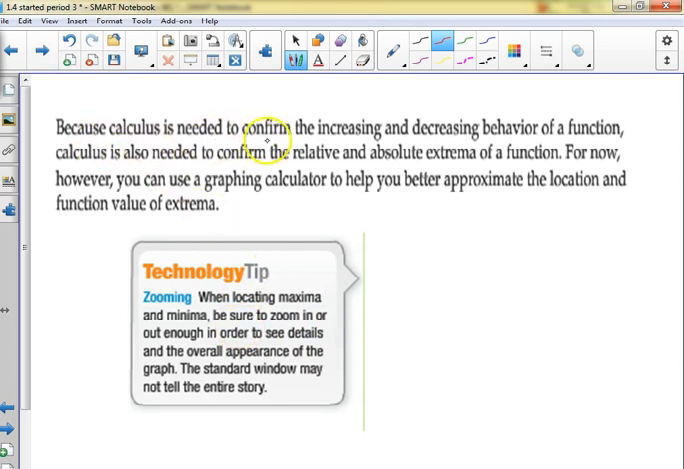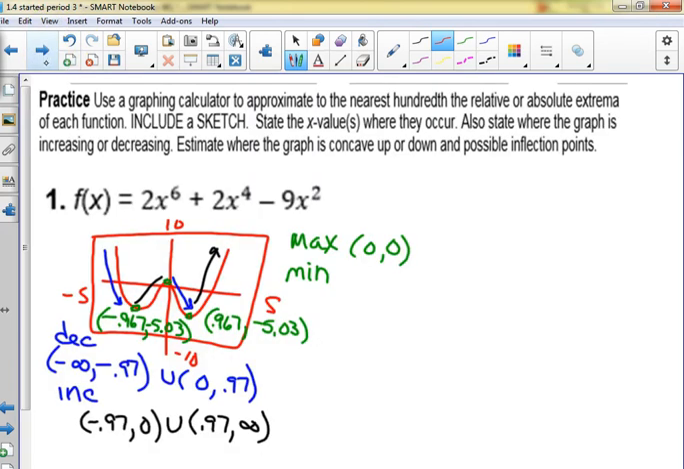It says, because calculus is needed to confirm the increasing and decreasing behavior, it's also needed to confirm the relative and absolute extrema of a function. For now, however, you can use your graphing calculator. When locating maximum and minimum, be sure to zoom in or out in order to see details. The standard window may not tell the entire story. We've talked about that a lot.